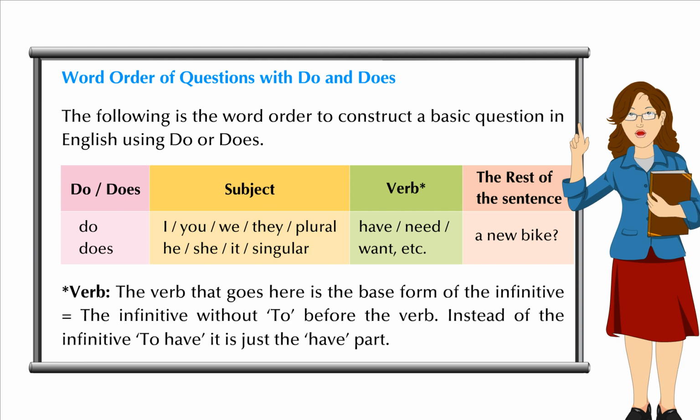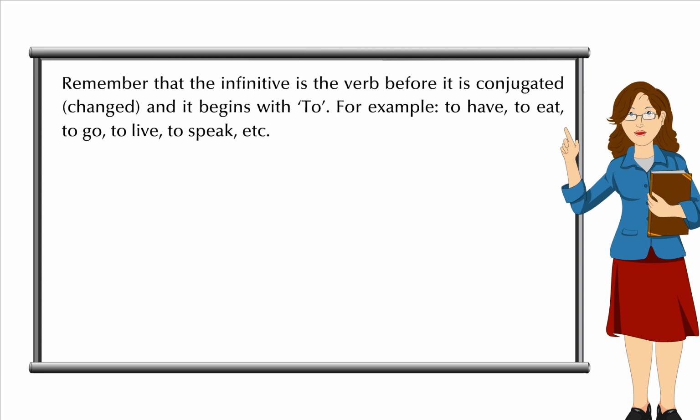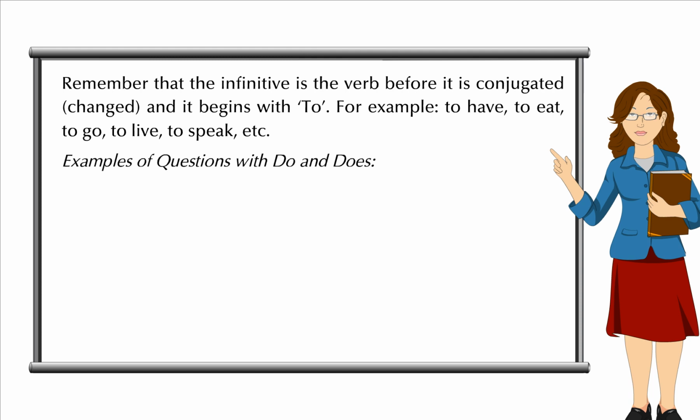Verb: the verb that goes here is the base form of the infinitive. The infinitive without to before the verb. Instead of the infinitive, to have, it is just the have part. Remember that the infinitive is the verb before it is conjugated, changed, and it begins with to. For example, to have, to eat, to go, to live, to speak, etc.